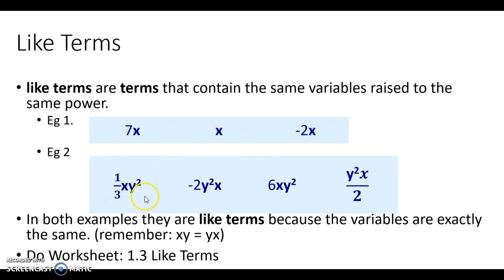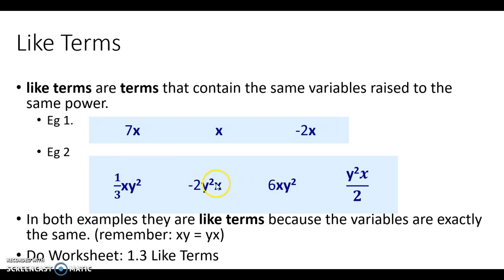In my second example, it doesn't really matter what the coefficients are. So we've got a third, we've got negative 2, we've got 6. And this one over here, when you're dividing by 2, it's the same as a half. So each of those has got a different coefficient. But if you look at the letters, x, y to the power of 2. Now this one is y squared x, but it doesn't really matter which way around you multiply things. If I say 5 times 2, I get 10. And if I say 2 times 5, I also get 10. So it doesn't matter which way around they are.